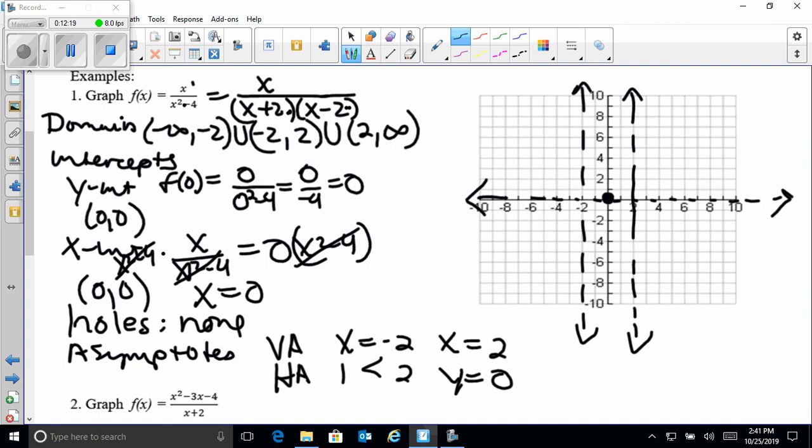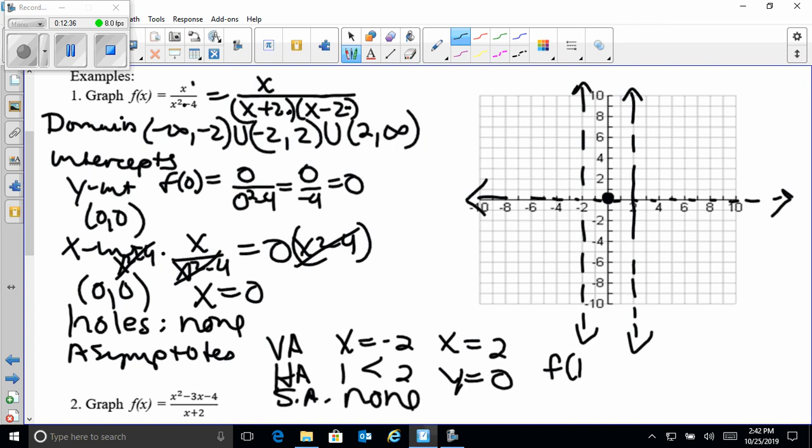Then slant, would there be slant? That's what I started thinking, oh, I made a mistake. Slant is when my top's bigger than my bottom by 1, and we do not have any slant here. No. So then that's probably not enough graph. So I need to plug in some other points.